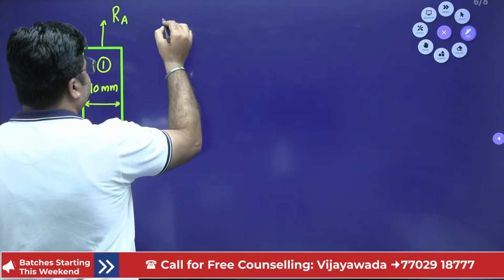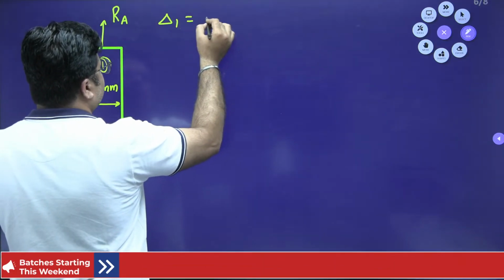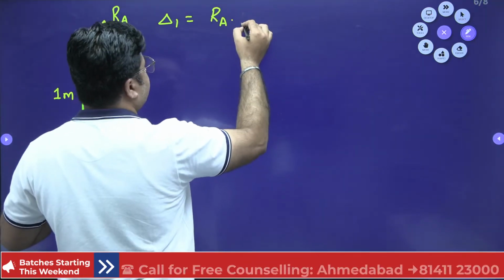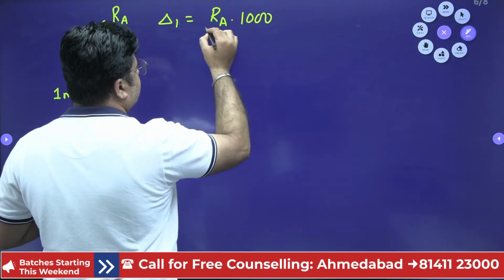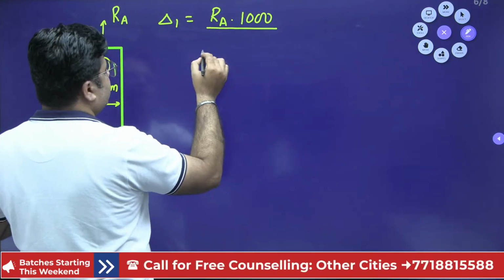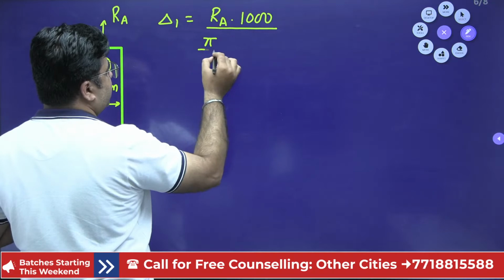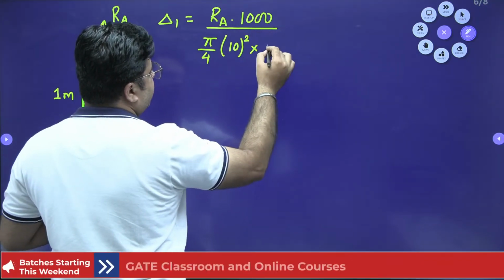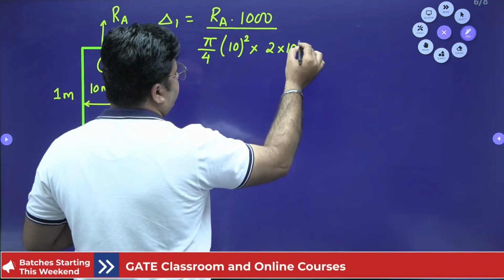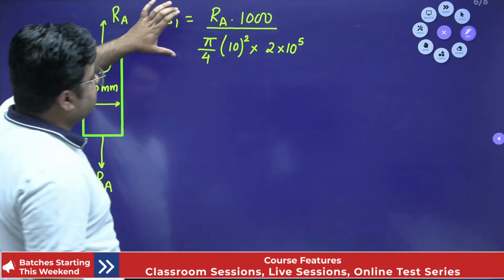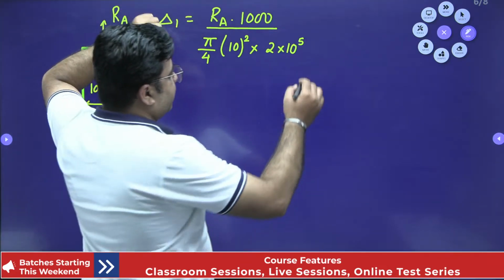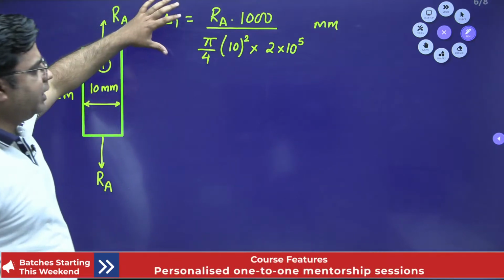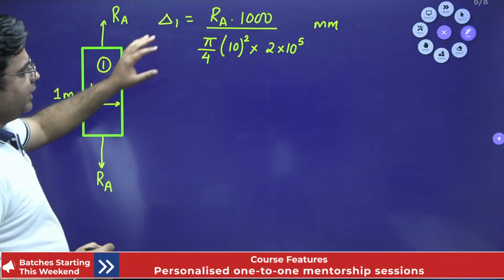So I can write delta 1 is equal to RA, that is the load, into length, which is 1000 mm, 1 meter, divided by area, where the diameter is 10 mm, so pi by 4 into 10 square, right, into E, which is given as 2 into 10 raised to power 5 megapascal. So this delta will come in mm. So this is my delta 1.